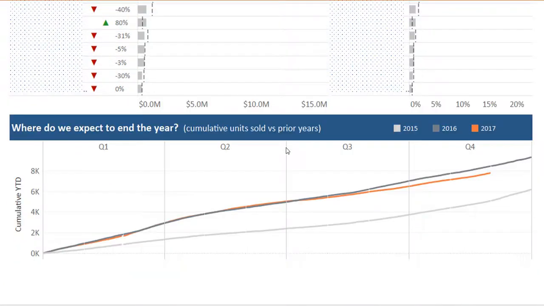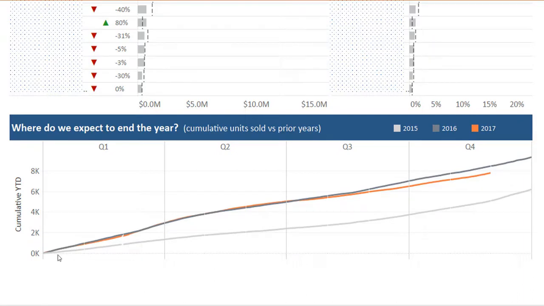Lastly, as we come down here to the bottom, we can see our cumulative unit chart. What this does is this shows us how we are doing through the year and the trajectory that we're on versus prior years. So we start at the beginning of the year with 0 units sold, and we add the units sold each day through the year.